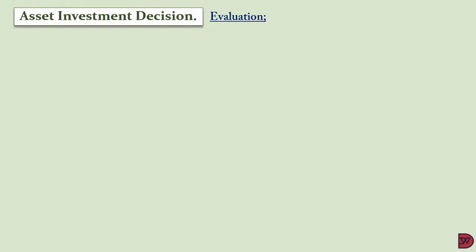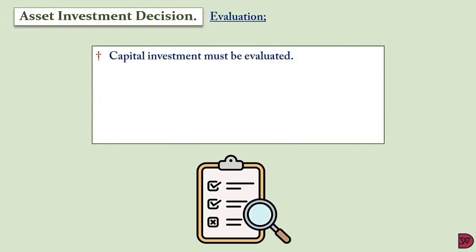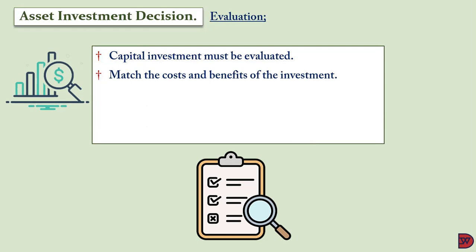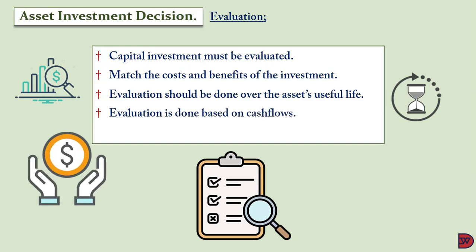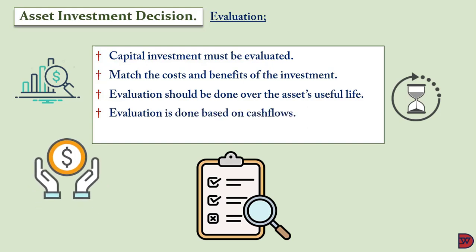After the investment has been made, there will be the need to evaluate. The evaluation is done by matching the cost on the asset against the expected benefit to be derived from it. This matching of cost and investment will be done over the entire period for which the asset is supposed to serve the business. Now, you don't do this evaluation based on profit. You do it based on cash flow.